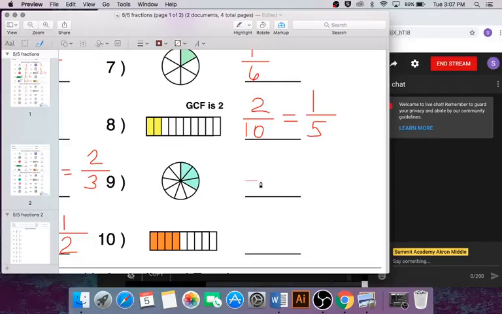For number 9, we have 1, 2, 3, 4, 5, 6, 7, 8, 9 pieces in our whole circle. And we have 1, 2, 3 pieces shaded in. So when we look at this, the fraction isn't reduced either, because 3 can go into both 3 and 9, which means our greatest common factor is 3. So we're going to divide both our numerator and our denominator by 3. 3 divided by 3 is 1, and 9 divided by 3 is 3. So our fraction reduces into 1/3.